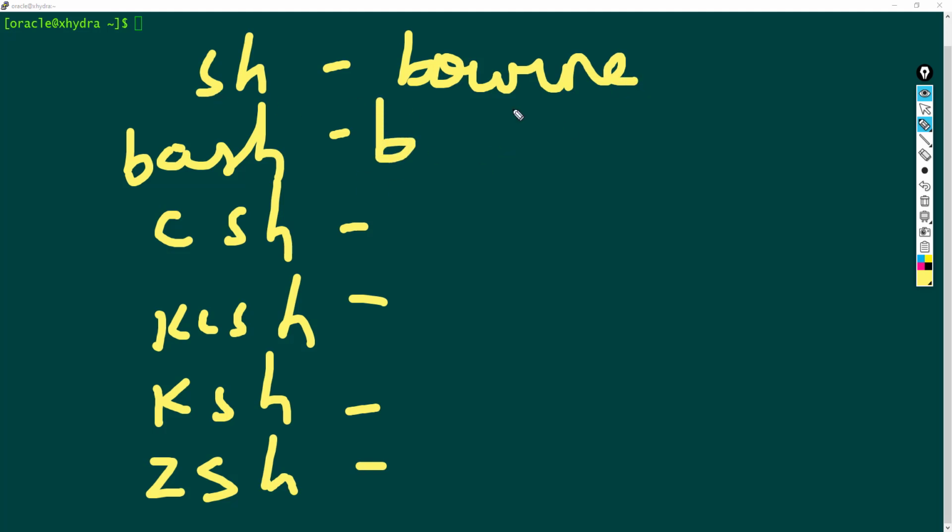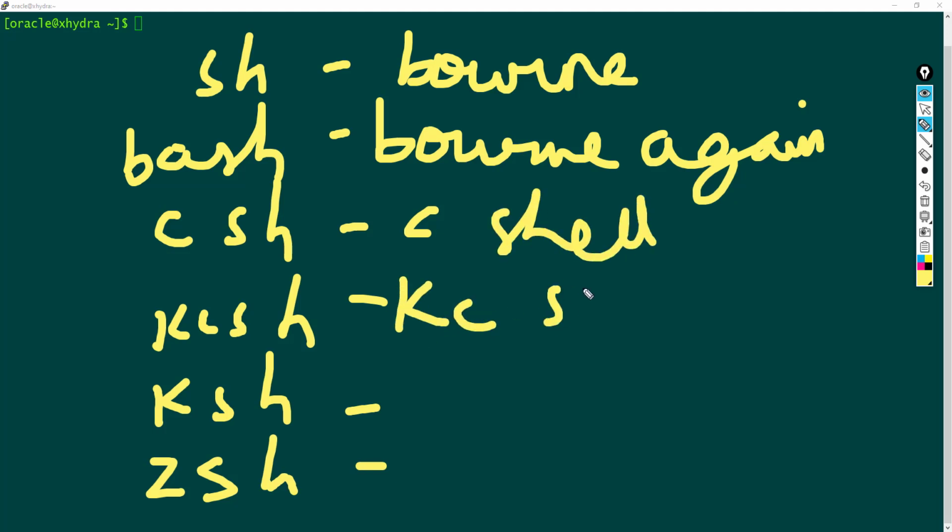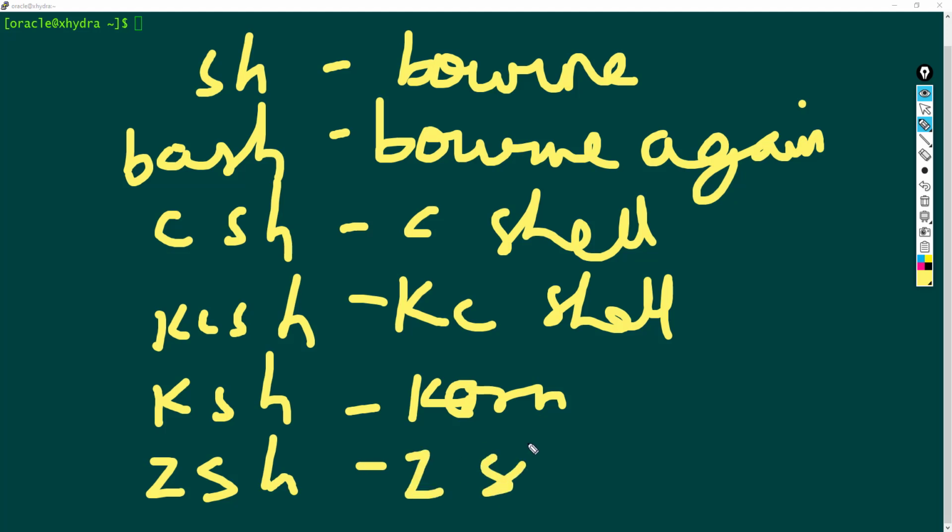Okay, SH stands for Bourne shell, Bash stands for Bourne Again shell, CSH stands for C shell, KCSH stands for KC shell and KSH stands for Korn shell, ZSH stands for Z shell.